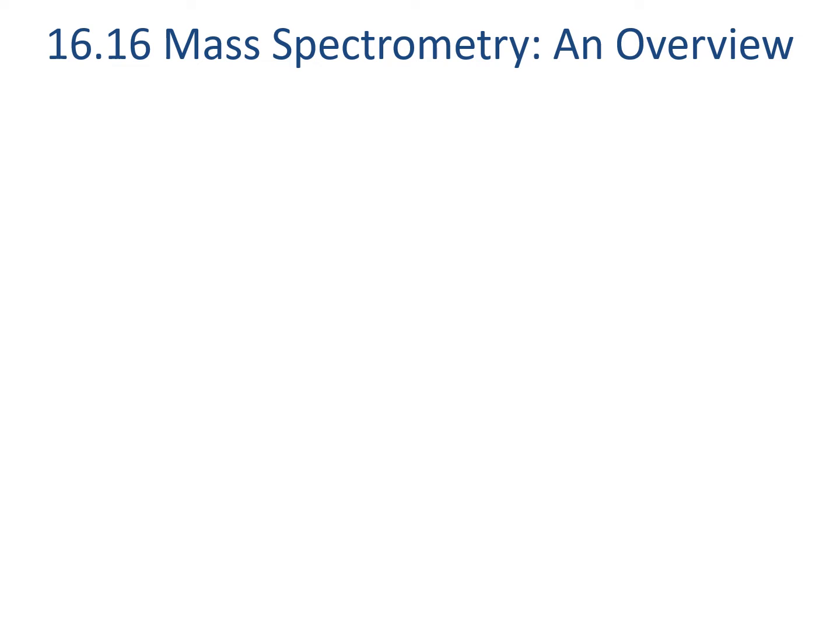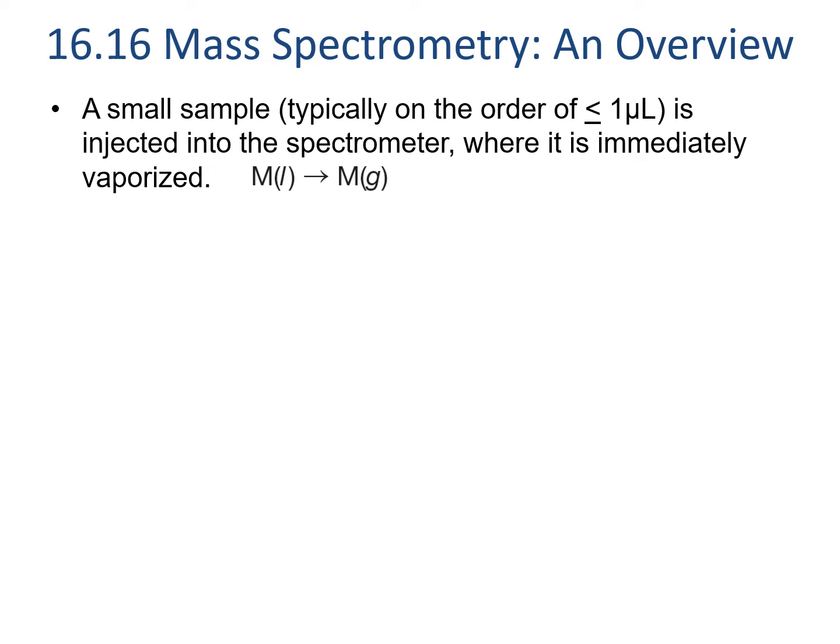Today we'll be talking about mass spectrometry, which is a technique that we use to tell us a lot about how a molecule can fall into different pieces that are kind of like a fingerprint for the molecule. In mass spec, we always start out with a sample that gets vaporized immediately, so we're really dealing with things initially in the gas phase.